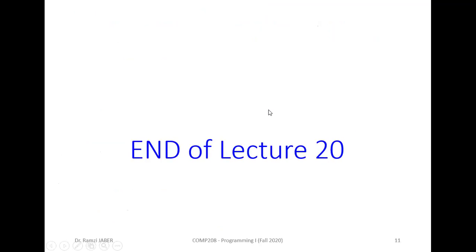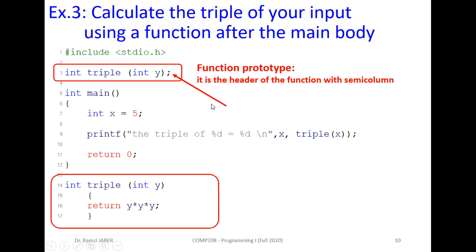End of our lecture for today. So you can write your function before the main body or after the main body. If you write it before your main body, no function prototype. If you write it like here, after the main body, you must write again this header, the same header, but with semicolon, called function prototype. Means declaration of your function.